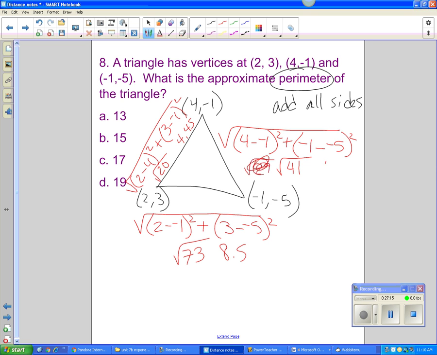Okay. And Destiny, what are we doing with all the decimals at the very end? What's perimeter mean? Right here, Destiny. We got to add them all up. And Mary, what are you getting for your final answer? So that one is D, 19. Yes, Stephanie?